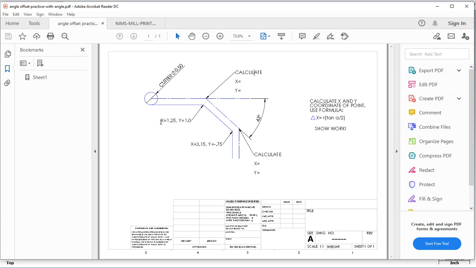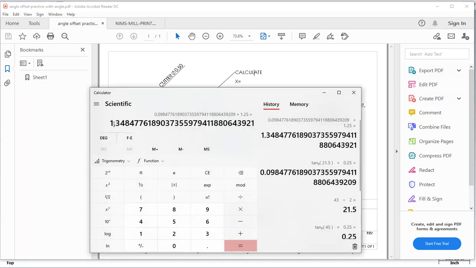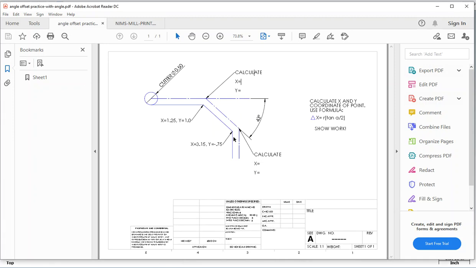So I took the coordinate of the corner on the part, and I added the number that I got using our formula to get this 1.3485. So for this one, I'll do the same thing, just using the y coordinate. So y is minus 0.75 here.